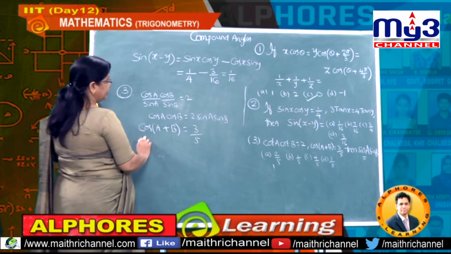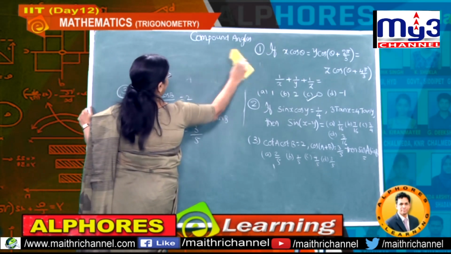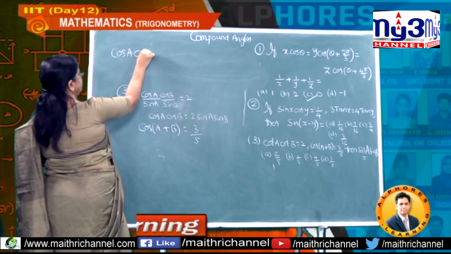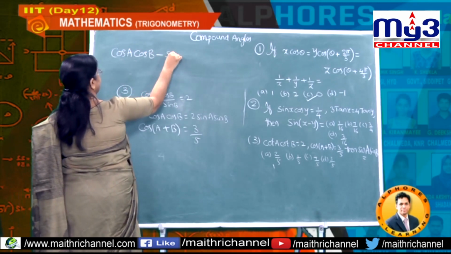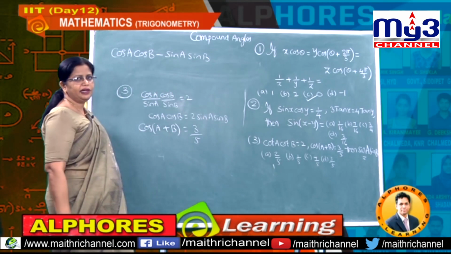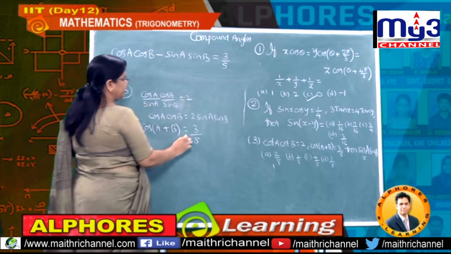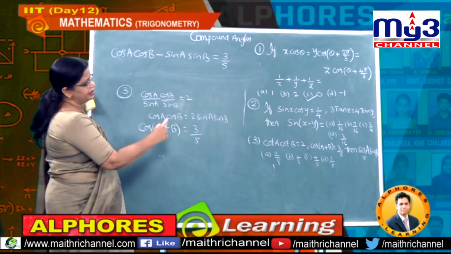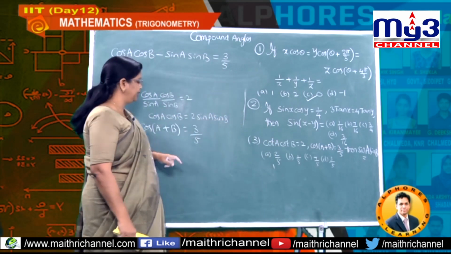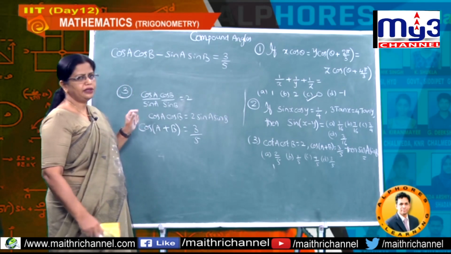Now, let us find the value of cos of A plus B. So, you know the formula for cos of A plus B, that is cos A cos B minus sin A sin B. And now, this value is given as 3 by 5 in the data. So, this is 3 by 5 already given in the data. Now, what is the requirement? They are asking about the product sin A sin B.